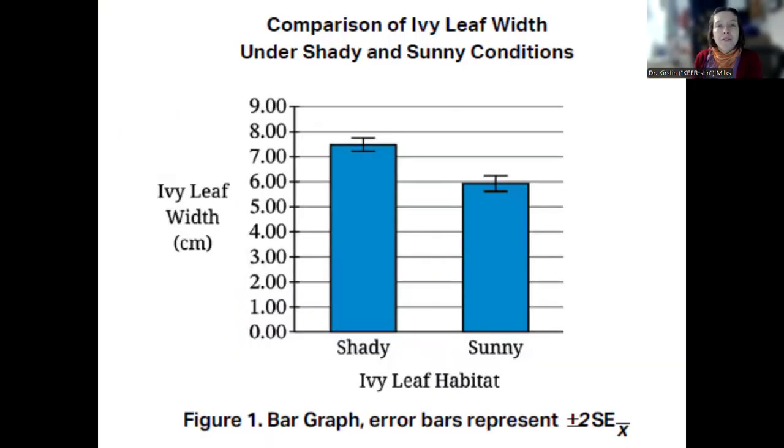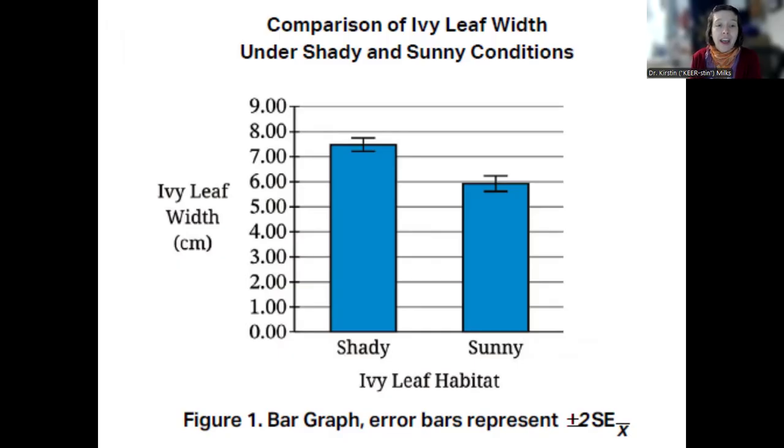My fairy godfather, whose name is Brad, went out to his garage at his house, and half of it is in shade all the time, and half of it is in the sun because of a tree in his yard in Kansas. He picked ivy leaves to compare ivy leaf width under shady and sunny conditions. And what you're looking at here is the average, right?